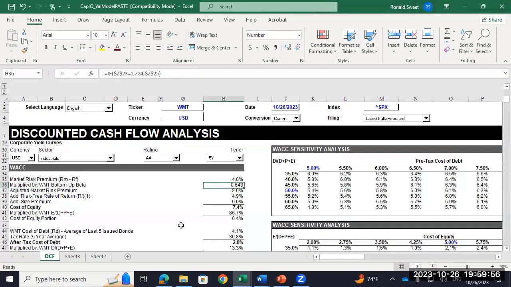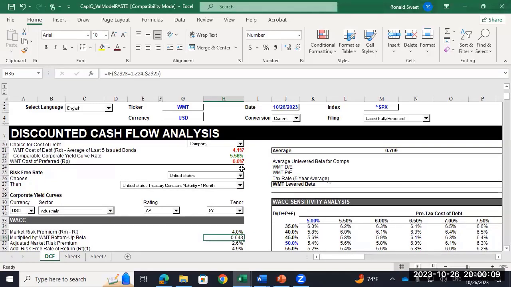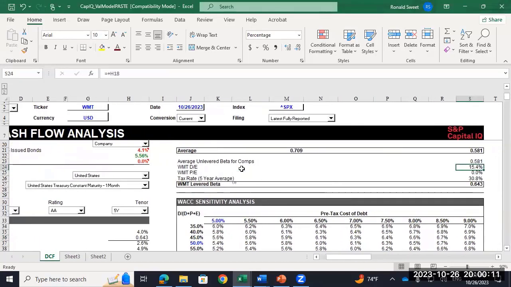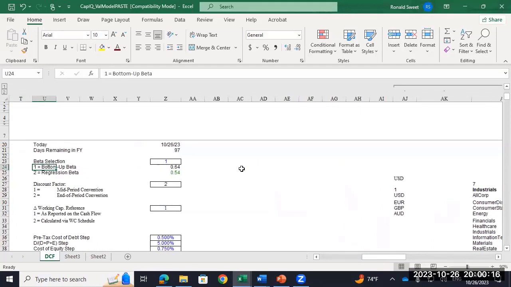Beta, there's their beta. So what can you do there? You can type in your own beta if you like to. So Z24. Z24 is bottom-up beta. And there's regression beta. If you don't want to use their beta, you can just plug in your own beta. Okay, so you can completely ignore that.